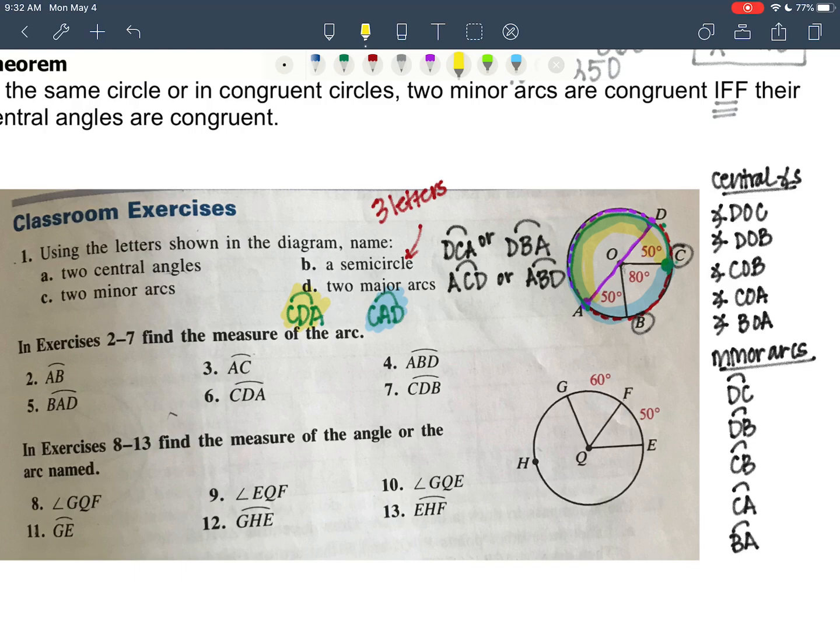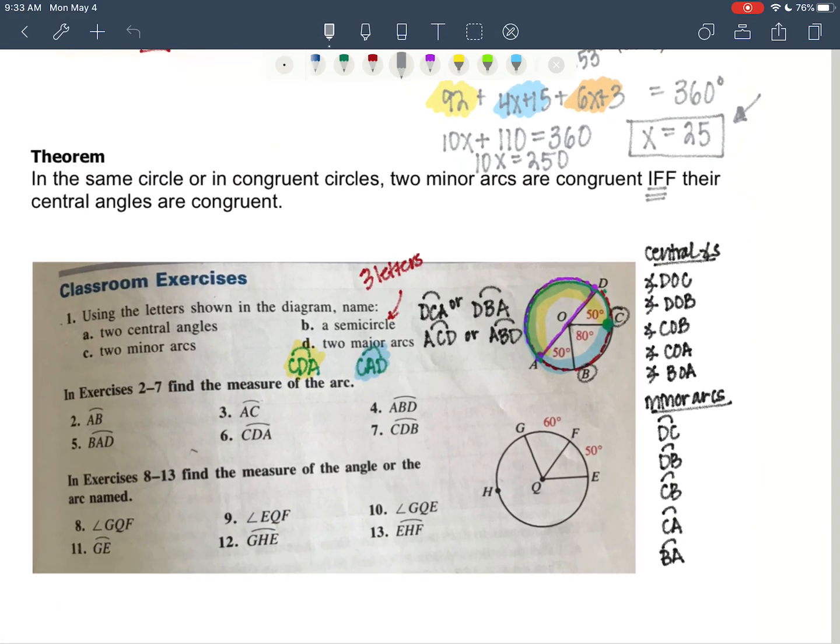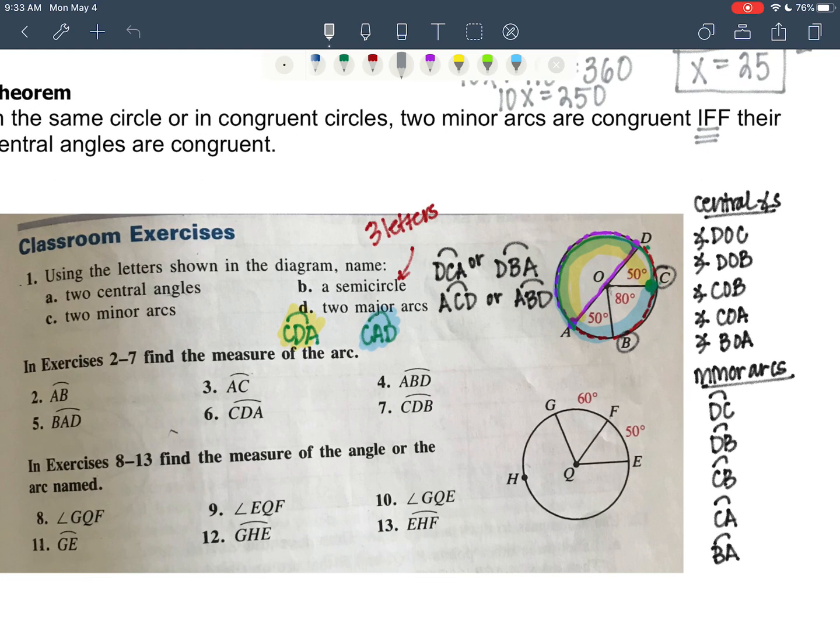Okay, let's see if you can find the measures, and when you're ready, press play to see your answers and join us back. So arc AB is 50 degrees. Hopefully if you didn't get that, here it is. AB is equal to 50 degrees. Arc AC is 130 degrees. I can barely see that, let me change the color. There we go. Arc AC is 130 degrees.